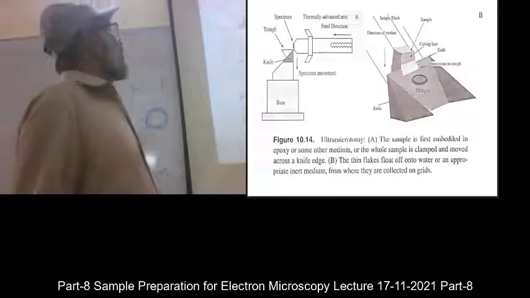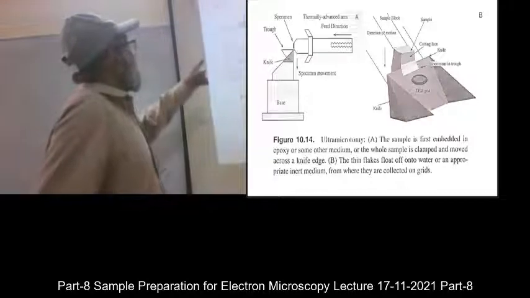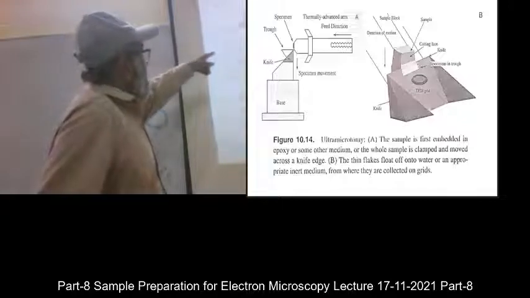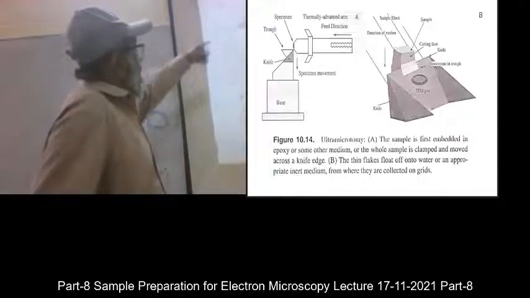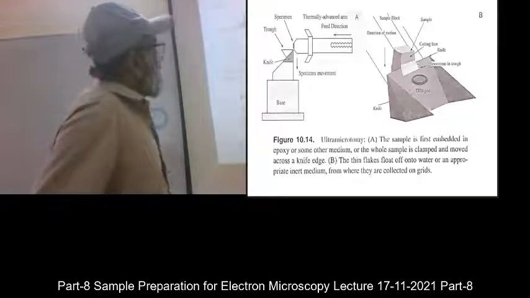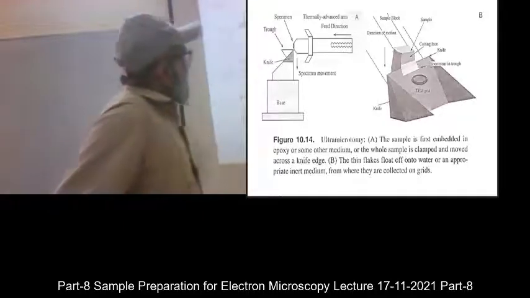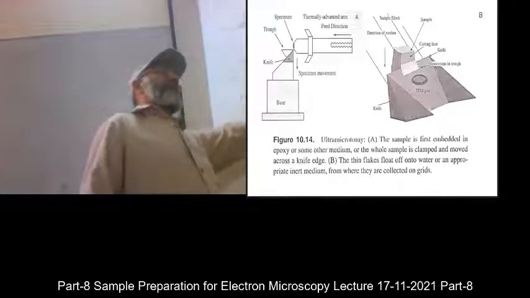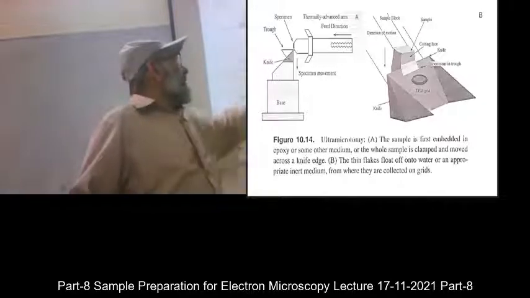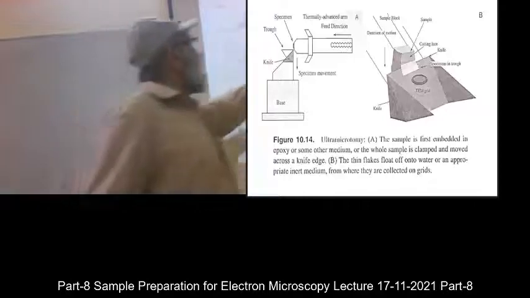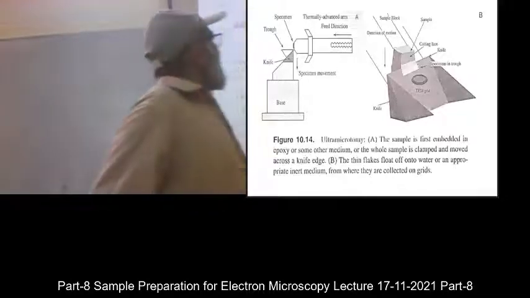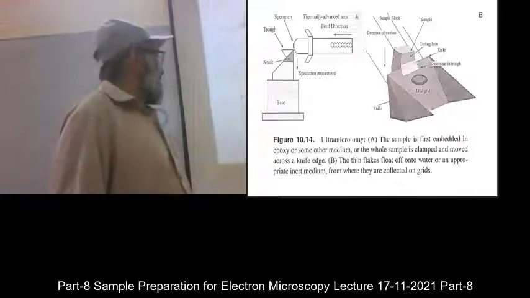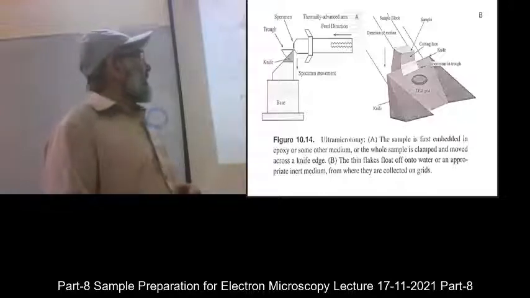They are probably showing here you the ultramicrotome. This is the specimen, and this is the rough knife, specimen movement, thermally advanced arm, feed direction of motion. So they are making thin slices, and then thin slices are fixed onto the grid. This is the typical shape of the grid. If you look into that, the circular grid is there, and it gives you thin slices on the grid, and you can take them to the TEM.